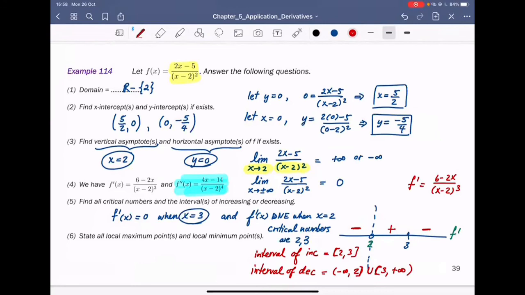However, they ask you for max and min as well. So x equal to 2, we just get rid of that because it is not in our domain. So we're going to look at x equal to 3. And at x equal to 3, this is going to be a local max. How do you know that x equal to 3 is going to be a local max? Again, this is increasing on the left of 3 and decreasing on the right of 3. So this is a max. And when I plug in x equal to 3, y equal to 1, you can try it. f of 3 is 2 times 3 minus 5 over 3 minus 2 squared, which is 1 over 1, which is 1.